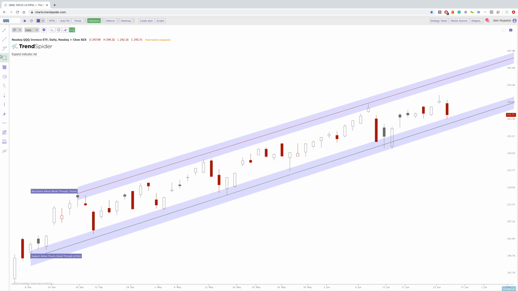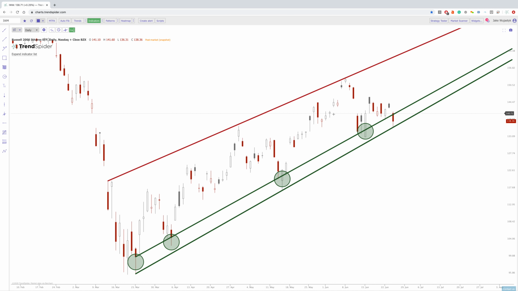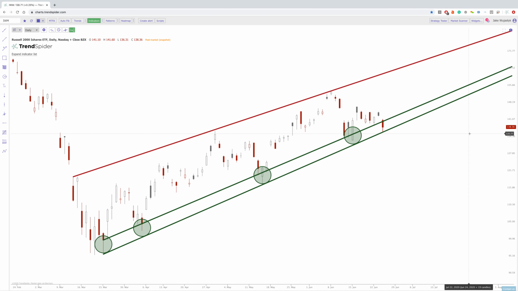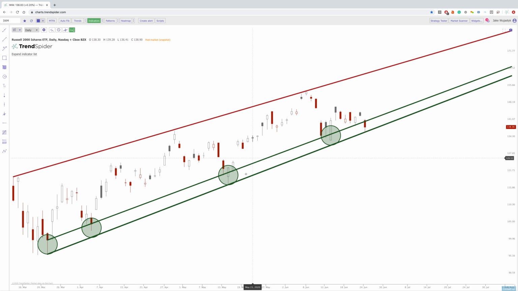Going into IWM, this gives us an idea of what's going on with the small caps. You can see that literally this technique of using the two trend lines really worked well. I'm simply connecting this wick to this wick, extending it, and looky here. Price action literally respected this area to the T.